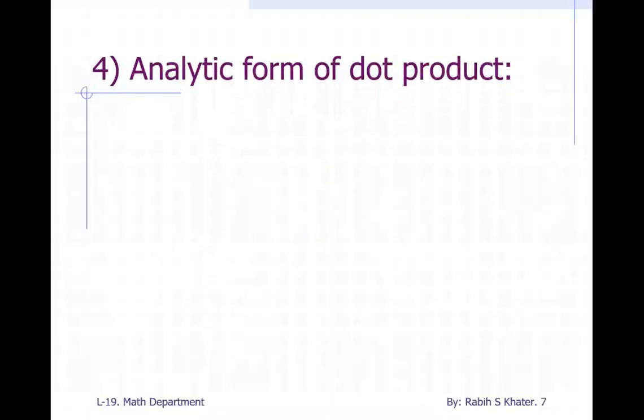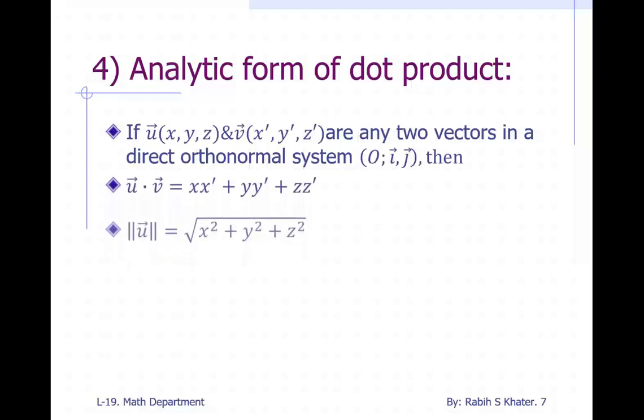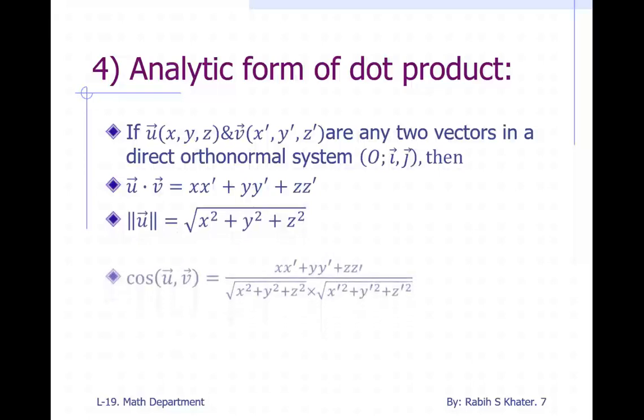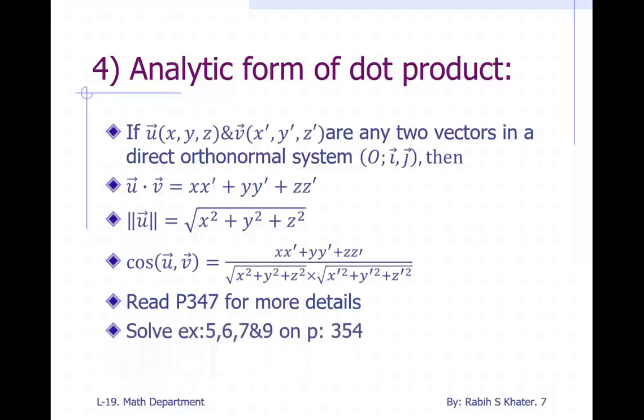Analytic form of a dot product. If u and v are any two vectors in our direct orthonormal system of origin O and base ij, then we can write. For more details you have to go back to your book on page 347. Solve exercises 5, 6, 7 and 9 on page 354, which are direct applications.